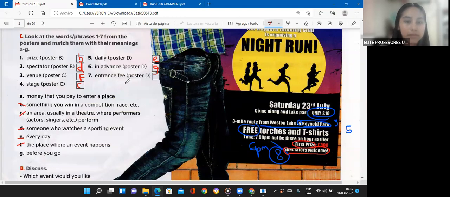Seven. A. Entrance fee. Money that you pay to enter a place. Okay.